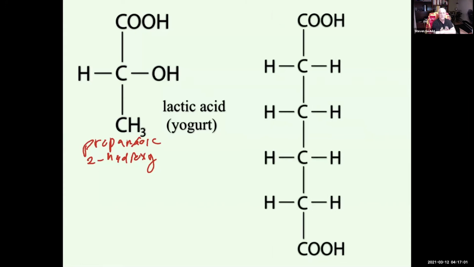And this is one of our sugars. So how's this one named? How many carbons? 1, 2, 3, 4, 5, 6 carbons. So 6 carbons is hexane.